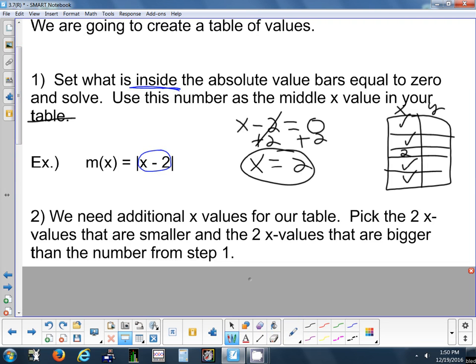Okay, so you need these additional x values, because without them, you can't make your V shape. These are a little more complicated than lines, so we need some extra points. Right, so we're going to pick the 2 x values that are smaller than 2, and then 2 x values that are bigger. And if you do this, you're going to get a nice V shape.